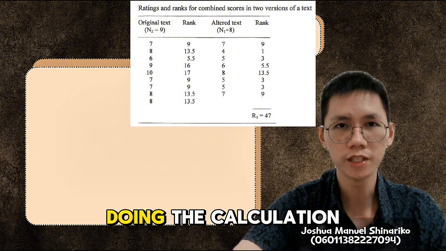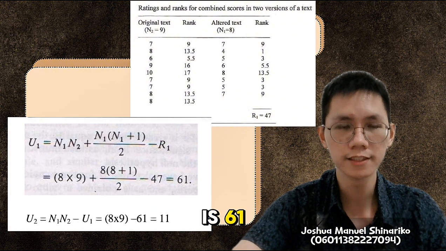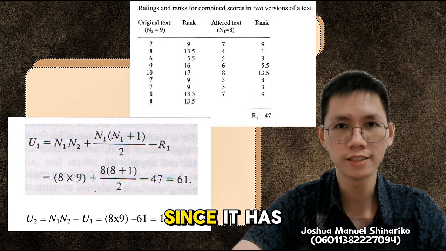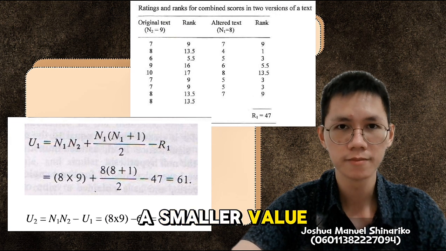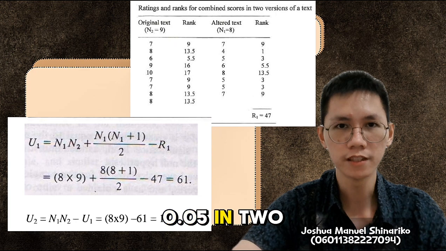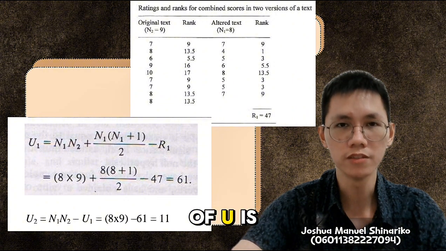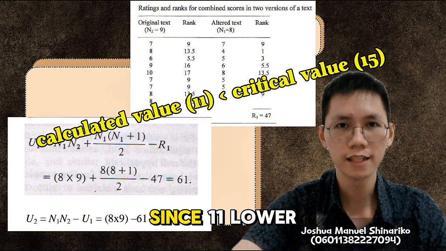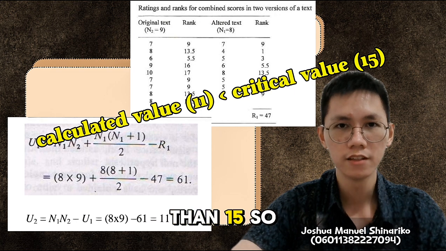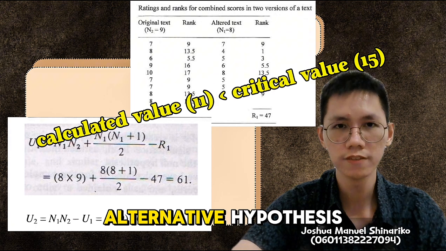After ranking and doing the calculation using the formula, we find U1 is 61, U2 is 11. We are going to use U2 since it has a smaller value. At the significance level 0.05 in two-tailed testing for N1, which is 8, and N2, which is 9, the critical value of U is 15. Since 11 is lower than 15, we reject the null hypothesis and accept the alternative hypothesis.